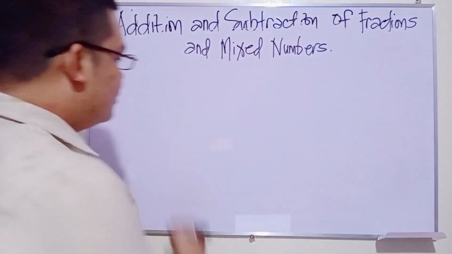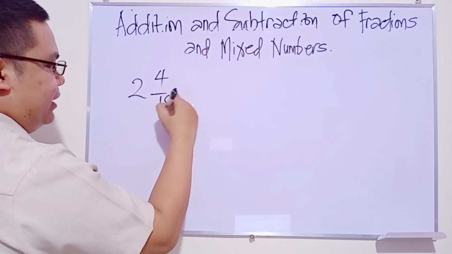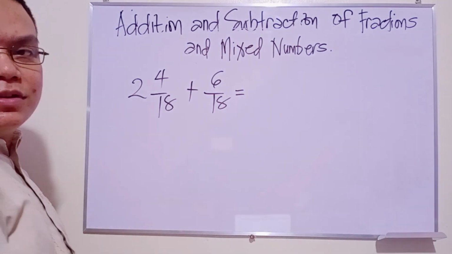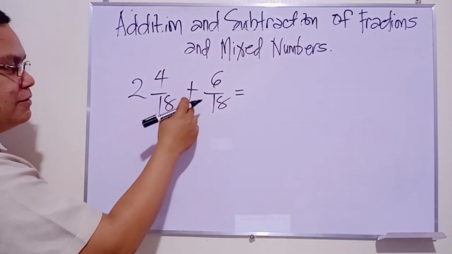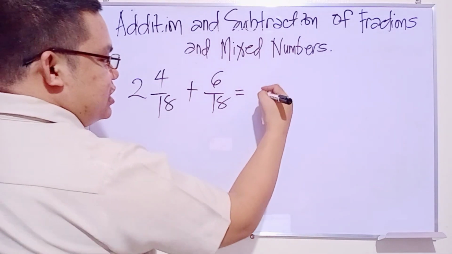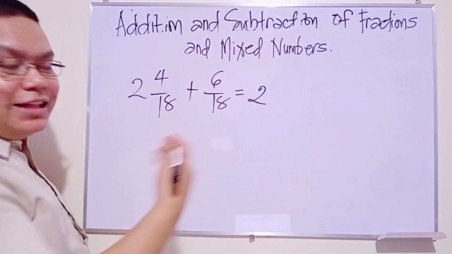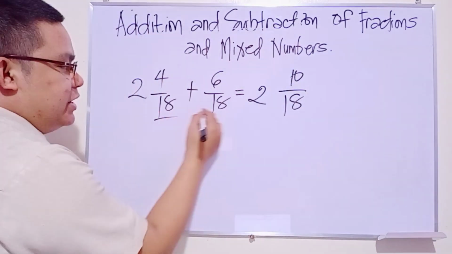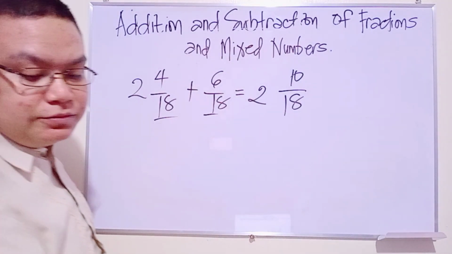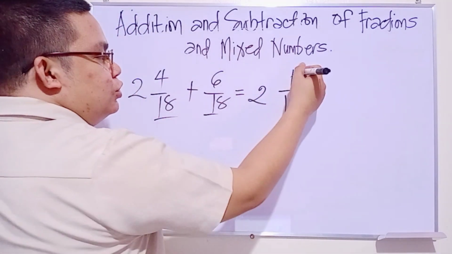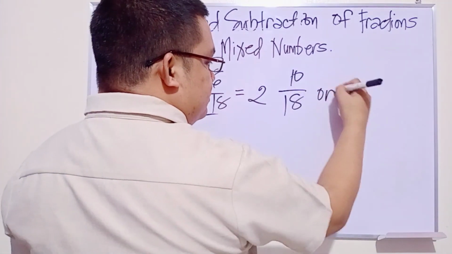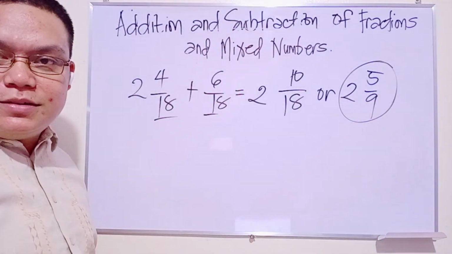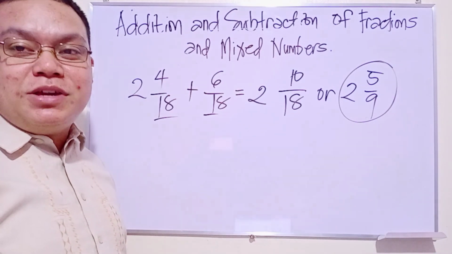For example, 2 4 over 18 plus 6 over 18. So we have 2 4 over 18 plus 6 over 18. So we just copy the whole number, then add the numerator, which is 10 over 18. We just copy the common denominator, which is 18. 2 10 over 18 can be reduced as 2 and 5 over 9. So that is how you add a fraction and a mixed number.